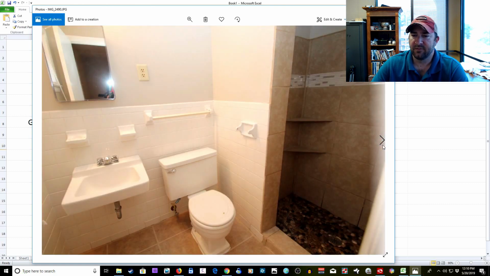So in the master bathroom here, we completely redid the whole shower and floor area. New tile. We did a little pebble stone flooring there in the shower.